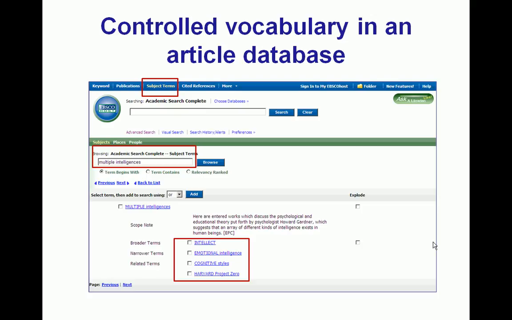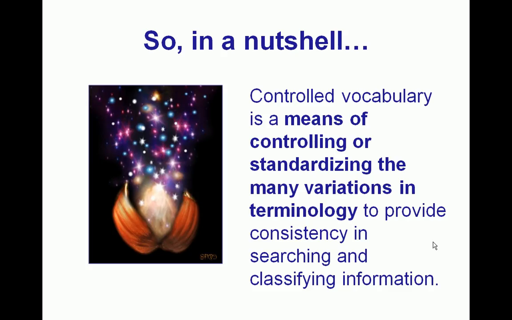Also, you can see related to this is cognitive styles, because they consider cognitive styles almost synonymous as a way to describe multiple intelligences, because multiple intelligences means multiple different cognitive styles. So, as you can see, these are all possible ways to search to find records broadly related to multiple intelligences, narrowly related to multiple intelligences, and just almost synonymous even with multiple intelligences. So, in a nutshell, controlled vocabulary is a means of controlling or standardizing the many variations in terminology to provide consistency in searching and classifying information.